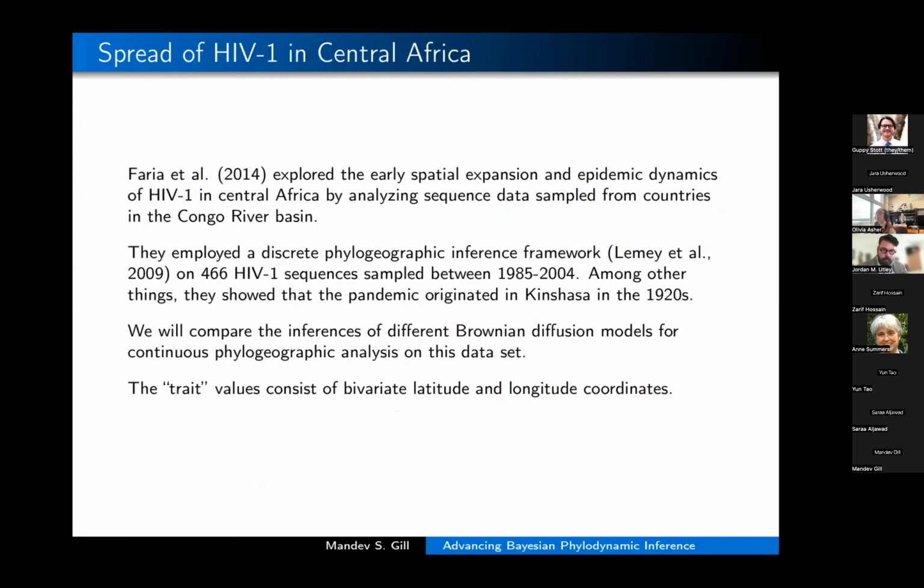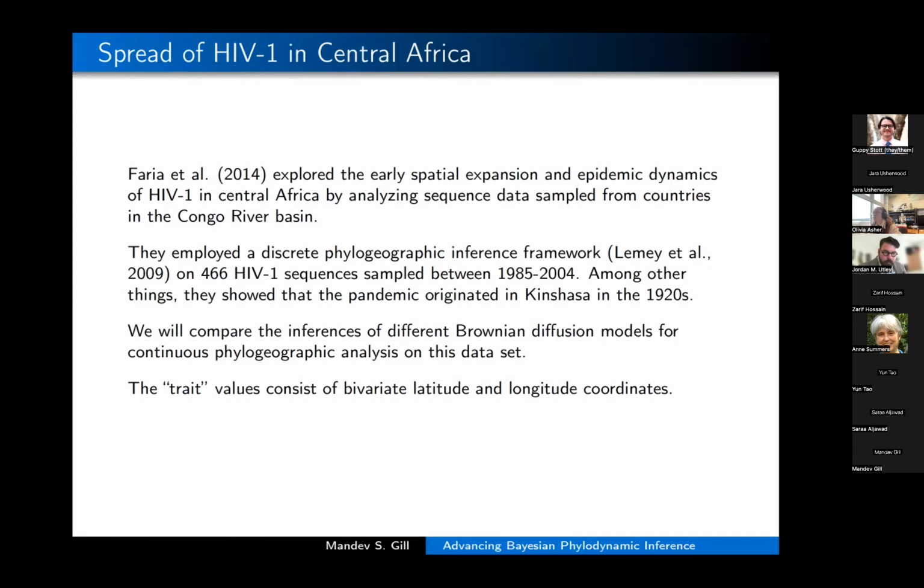Okay, so let's look at an example. Faria et al. explored the early spatial expansion and epidemic dynamics of HIV-1 in Central Africa by analyzing sequence data sampled from countries in the Congo River Basin. And they used a discrete phylogeographic inference framework on 466 HIV-1 sequences sampled between 1985 and 2004. And they showed, among many other things, that the pandemic originated in Kinshasa in the 1920s and then spread to other population centers in sub-Saharan Africa.